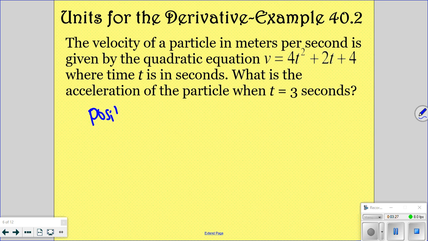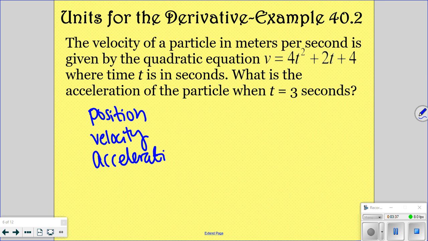Position, the derivative of it is velocity. The derivative of velocity is acceleration. That is something that you're going to want to know. You're going to want to know that the derivative of position is velocity, and the derivative of velocity is acceleration. So it says, what is the acceleration? Well, that's the derivative of our velocity.